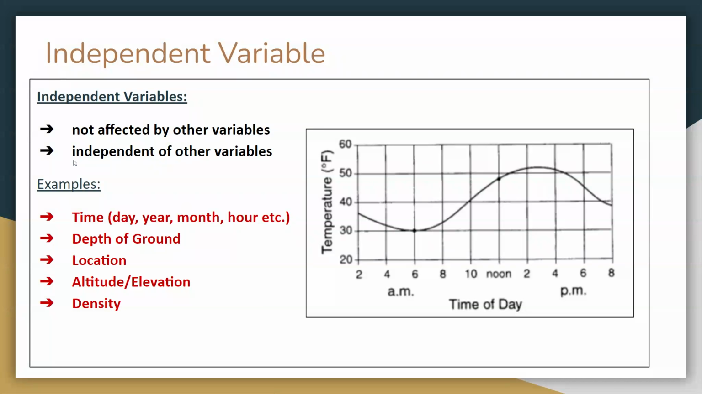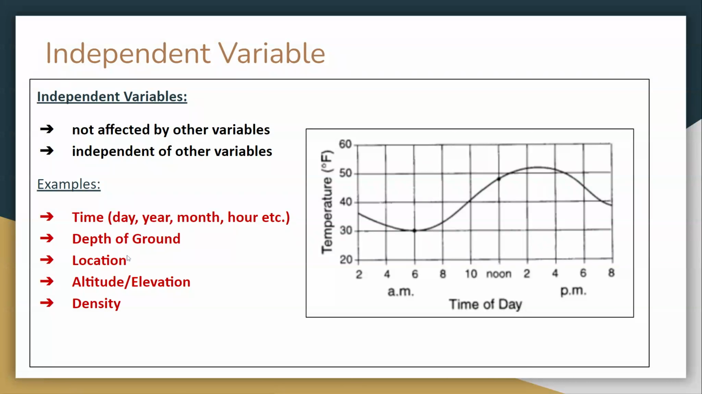For instance, some examples could be time, which can be day, year, month, hour, etc. Time is not affected by anything, but things can change based on time. But time is not changed by anything. Time is time. Depth of ground, or how far below the ground something is. The depth of the ground will not change, but things may change as you go deeper underground. So that's why the depth of ground is an independent variable.